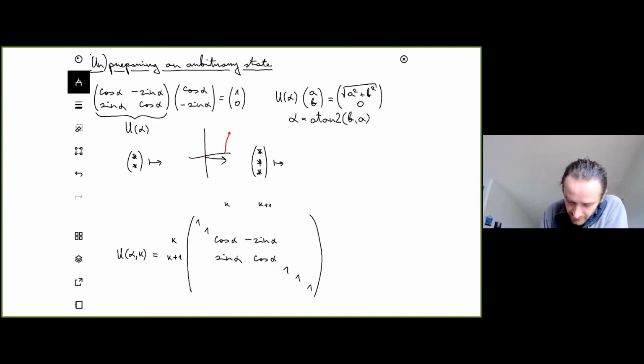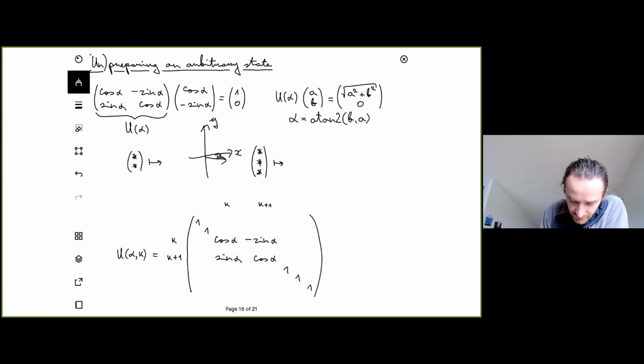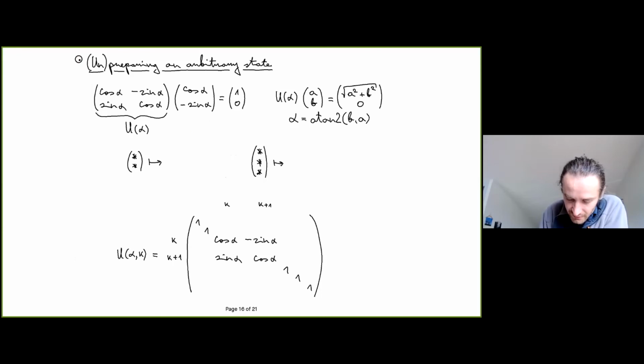If you want to map it to the first standard basis vector, that's just the x-axis basically, you just need to rotate by angle alpha. And that we can do by this u alpha operation, because that was just rotating. I wrote it the other way around, but it rotates by angle alpha. So by rotating by the right amount, we can map any point on a circle to the x-axis.